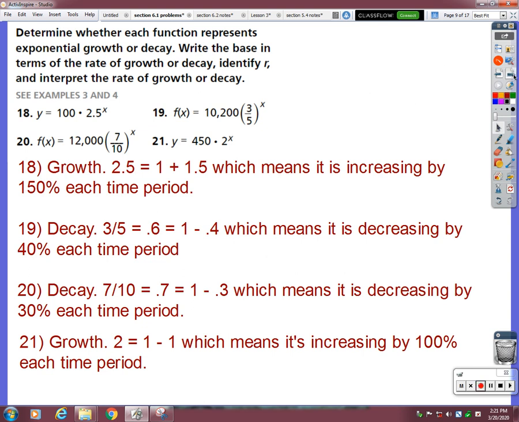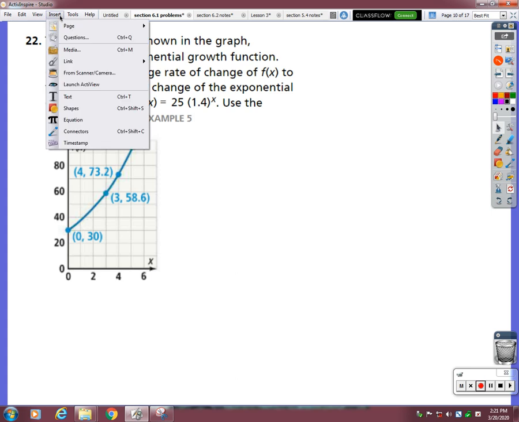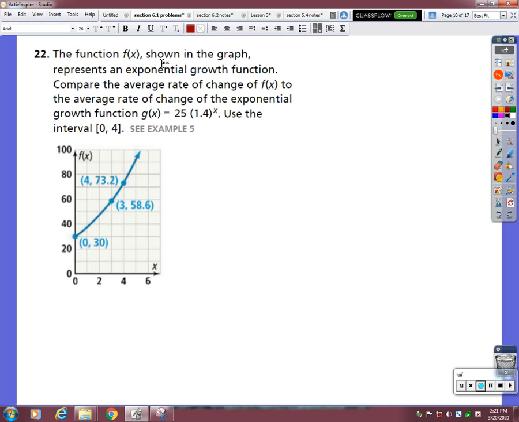Alright, okay, let's jump over to number 22. Let's change our color here because I'm getting a little bored of that maroon. Let's go with this really gross puke green.